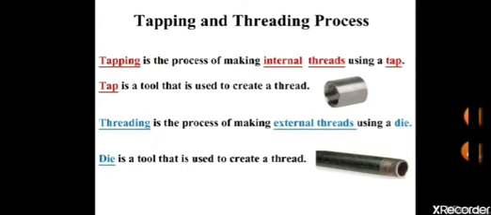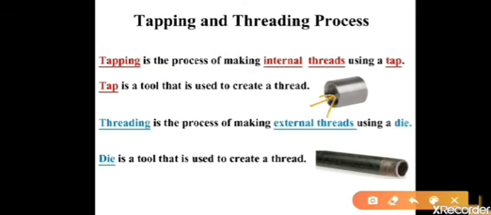Now we will learn about the tapping and the threading process. As we have already discussed the thread, we will talk about how the thread is created. There are two processes we are going to discuss now. The first one is tapping. Tapping is the process of making an internal thread using a tap. This is the internal thread. And what is a tap? A tap is a tool that is used to create a thread internally.